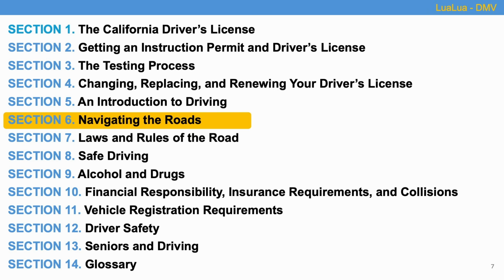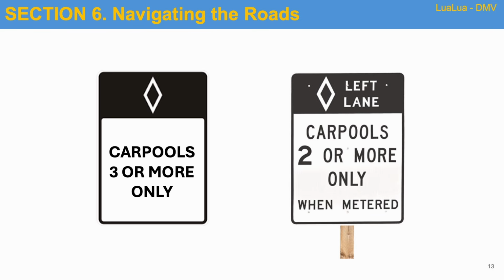Types of lanes. Passing lanes. On a multi-lane road, the passing lane, far left lane, is the lane closest to the center divider and is used to pass other vehicles.